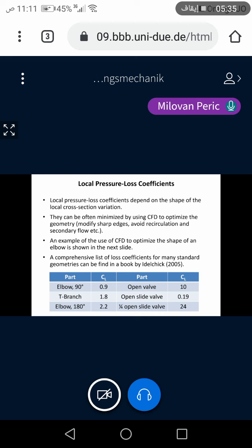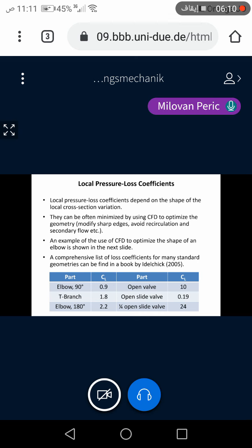And in many of these pipe or channel networks, whether it's air conditioning or heating or whatever, you have a lot of local losses, and they sometimes dominate or take a large portion of the losses, and they can be minimized by using CFD simulation. For example, you can change the shape of bends, you can avoid sharp edges, apply rounding or other modifications to minimize the losses, and that can be significant.